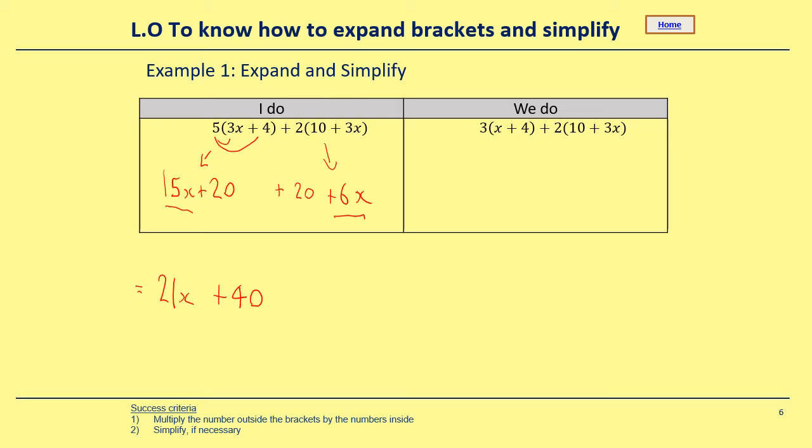Can't simplify any further than this. So this is our answer. Pause the video there, copy that one down, and then have a go at the we do, please.